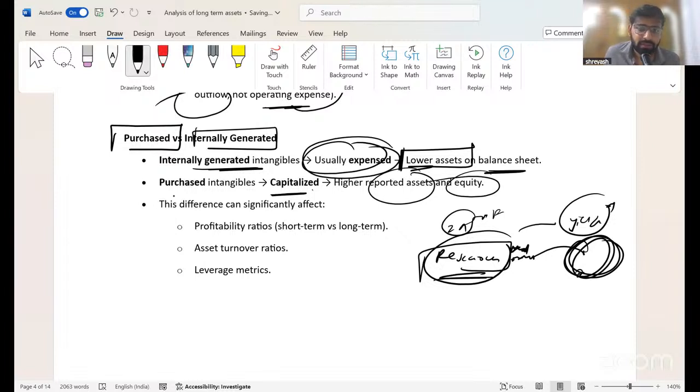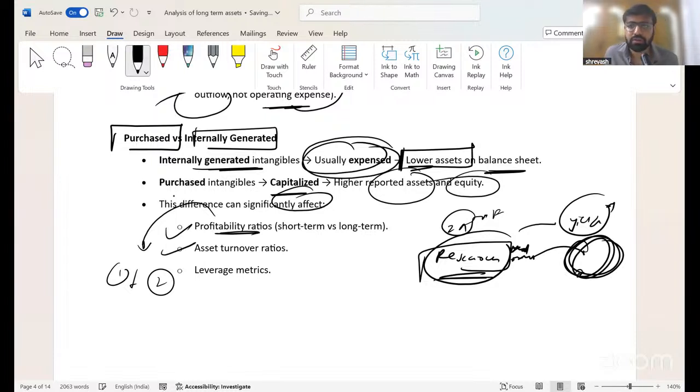And this difference can significantly affect profitability ratios. Why, sir? Because in case of expensing, first year net income is going to be lower, ultimately resulting in lower net profit margin. But in case of capitalizing, first year net income is going to be not that lower, ultimately increasing your net profit margin.